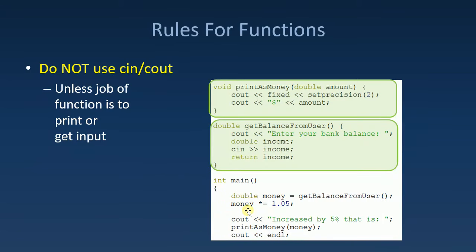The only exception to this rule is if the function's whole purpose is to do input or output. Get balance from user function: its job is going to be to ask the user for the bank balance, read it in, and return it. That would be a fine exception to this rule. Print as money: the whole point of this function is to print something out so it looks like money. That would be an okay place to use cout. But in general, if you're writing a function, you should not be using cout or cin unless that's the express purpose of this function.